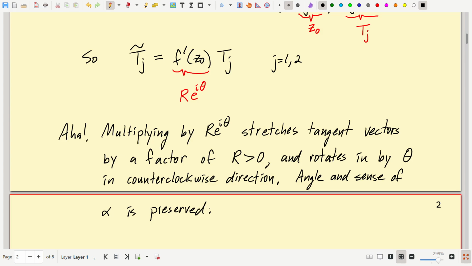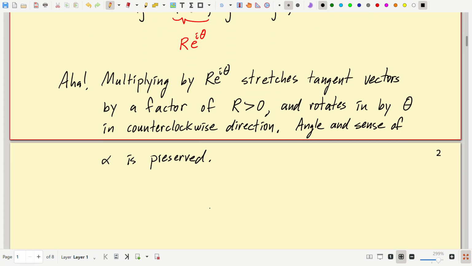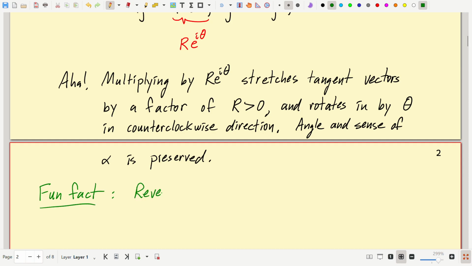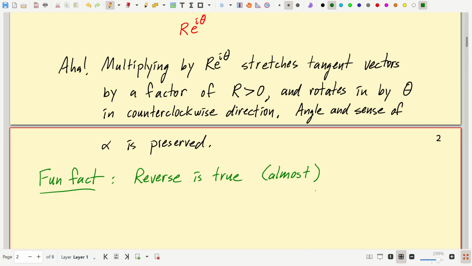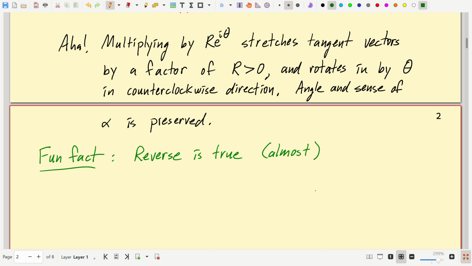Well, the fun fact is that the reverse of this statement is true. I'm not going to dwell on this. It's just something you ought to be aware of. The reverse is true. And I should say true almost. It's kind of like the Cauchy-Riemann equations, where one direction was always true, but going the other direction, we needed to assume something.